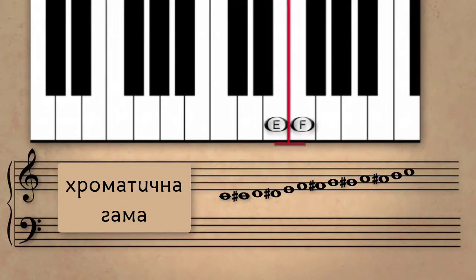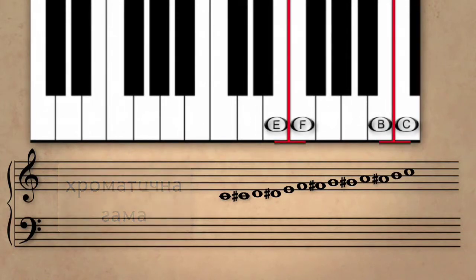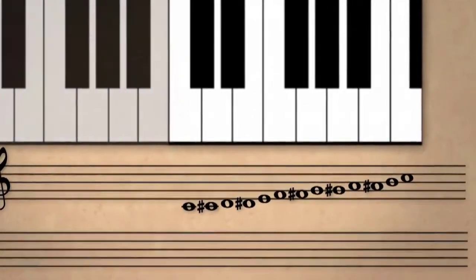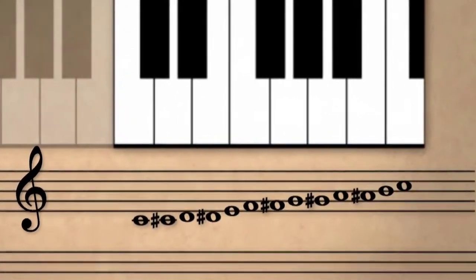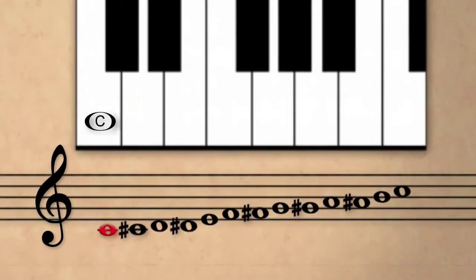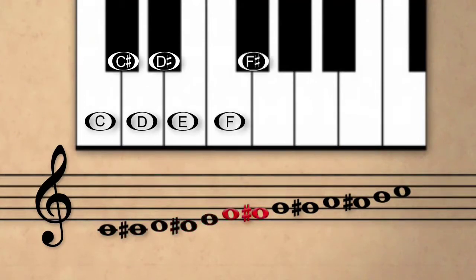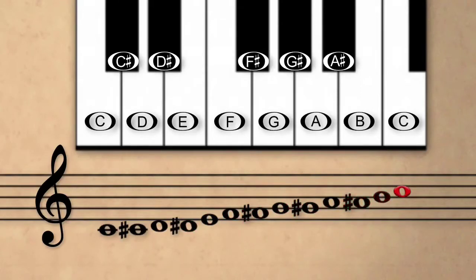Remember that between E and F and between B and C, there isn't a black key. Using sharps, here are all of the names of the notes of the chromatic scale. C, C sharp, D, D sharp, E, F, F sharp, G, G sharp, A sharp, B, C.